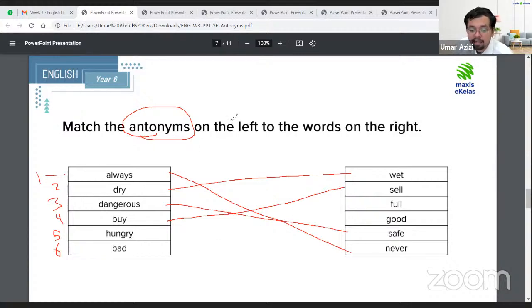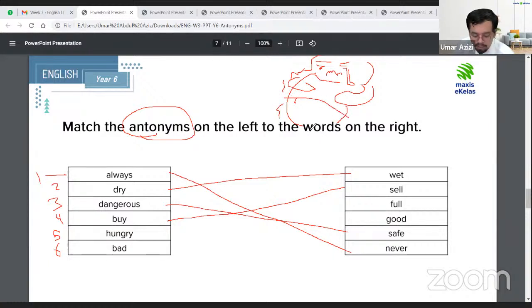Hungry. Lapar. Hungry. So what is the opposite of the word hungry? So someone's hungry. What is the opposite of the word hungry? So, the antonym of the word hungry.